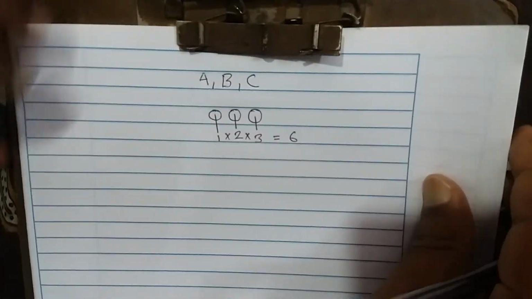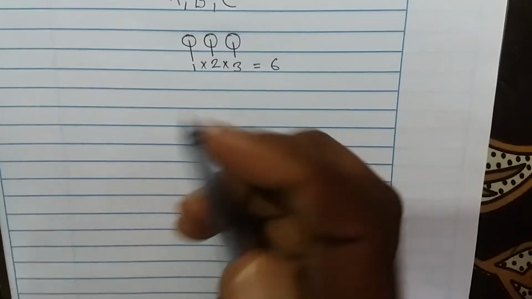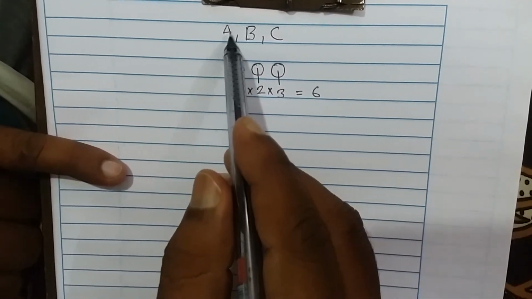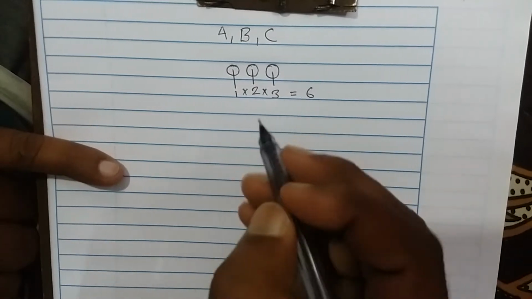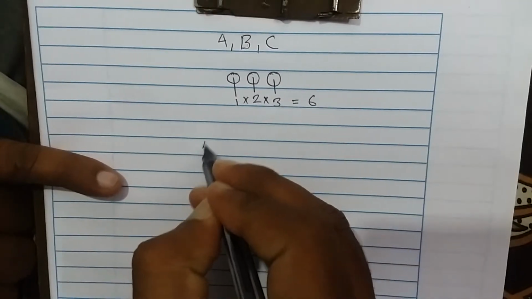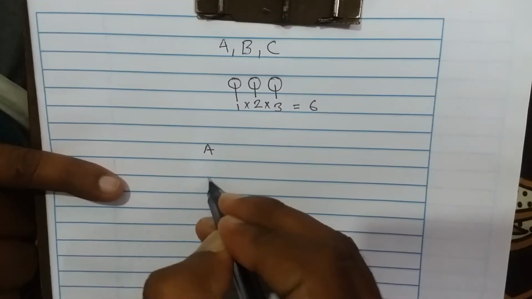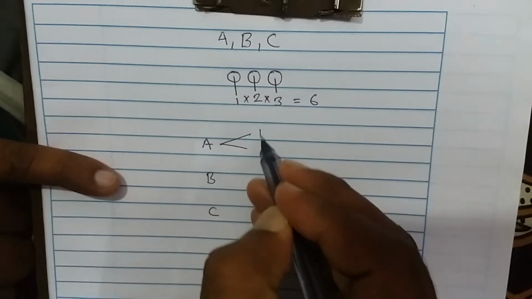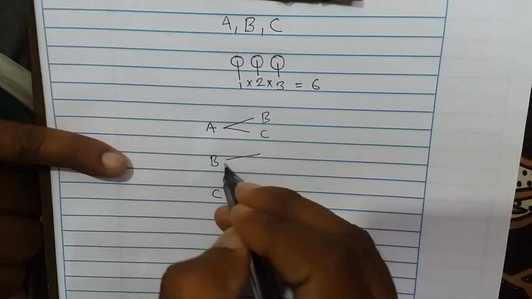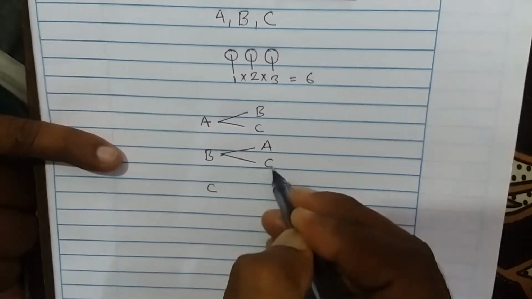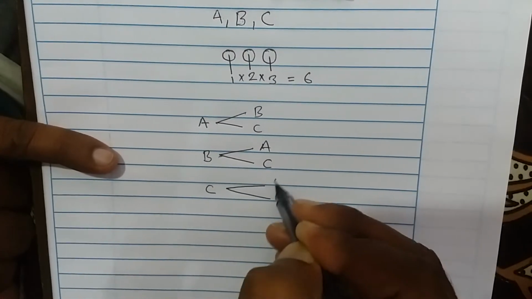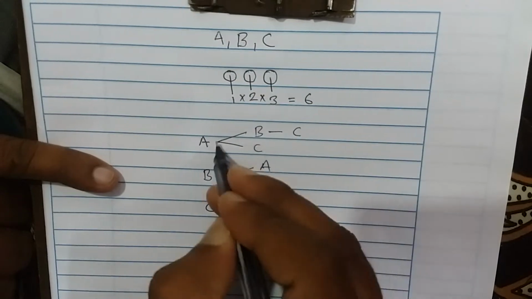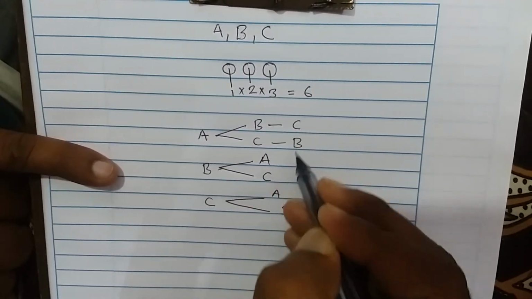Now here we are going to write all those 6 words which can be made using alphabets A, B and C. Actually there are 3 types of words: one starting with A, another starting with B and a third one starting with C. Here A has come, so you are left with B and C. Here B is there, so you are left with A and C, and in this combination you are left with A and B. Here AB has already come, so you are left with C.